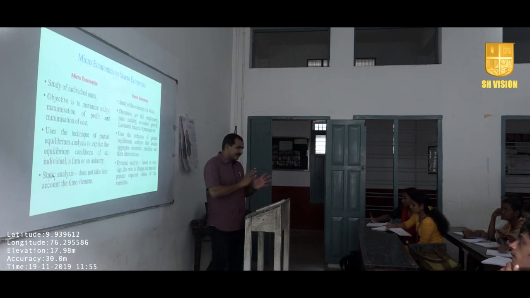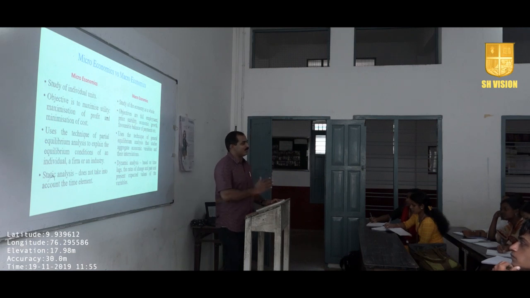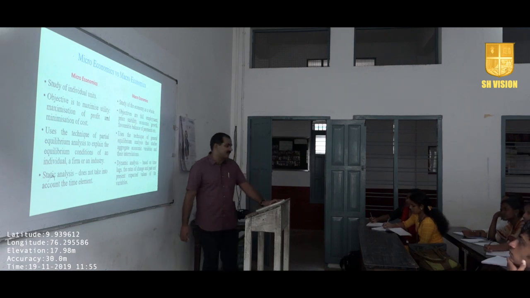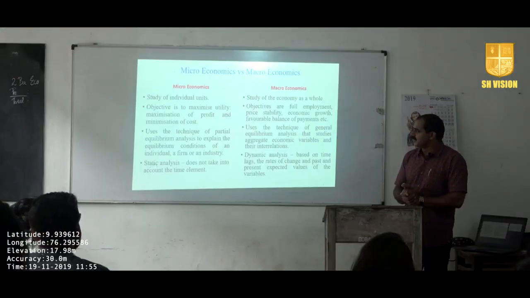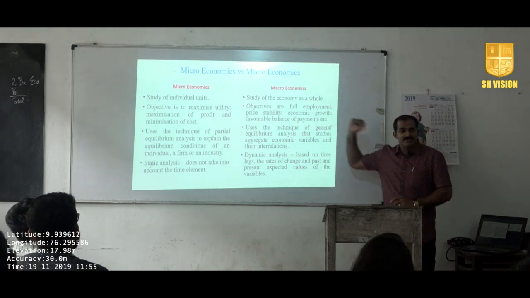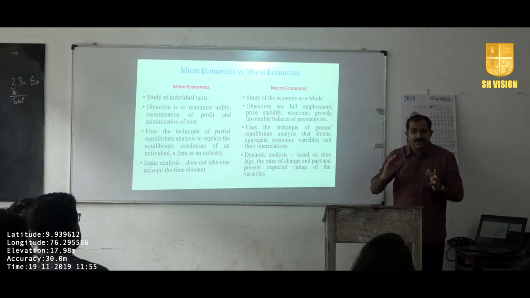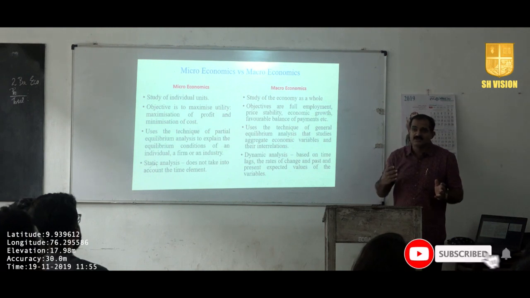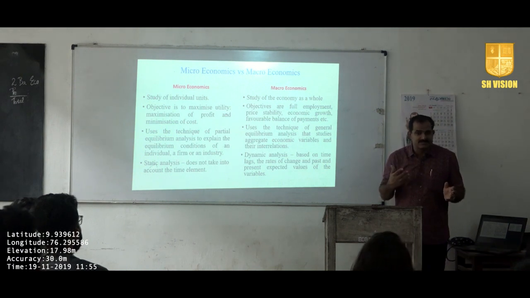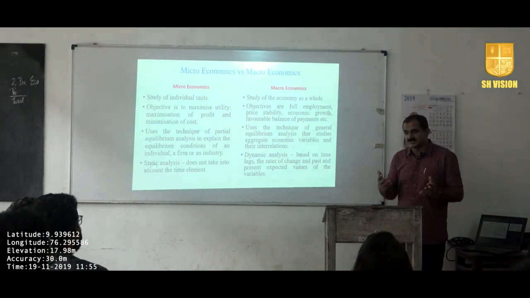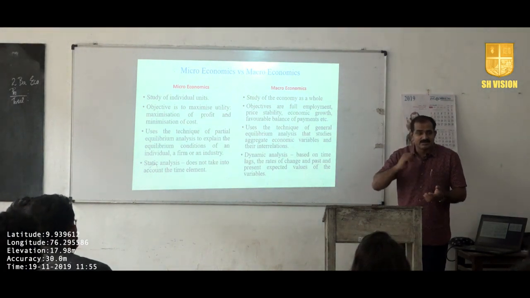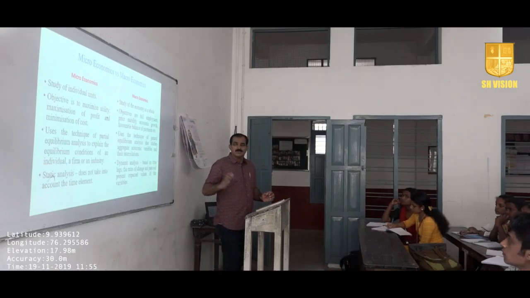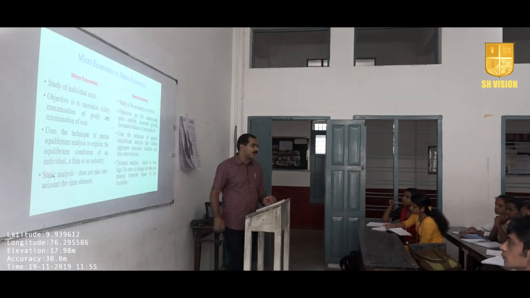Now, here is a clear-cut demarcation between microeconomics and macroeconomics. Have a look at the slide. Microeconomics is a study of individual units, and at the same time, macroeconomics is a study of the economy as a whole. That's why we say it's a study of aggregates: total employment, total output, total inflation rate in an economy, total literacy. So these macroeconomic variables are all aggregates and come under macroeconomics, and here it is individual units.